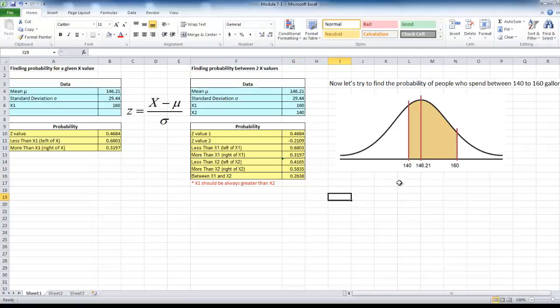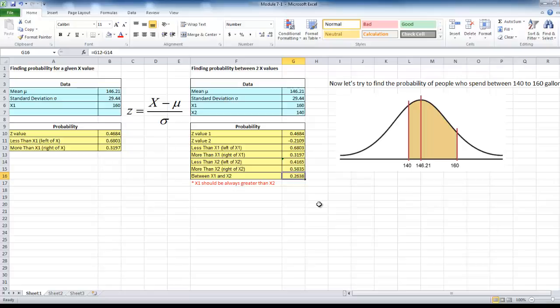Now the question is, between 160 and 140, since 160 is G12, right here, 68.03 minus 41.65, which is this area. So the difference will give us between 160 and 140, which is 26.38.